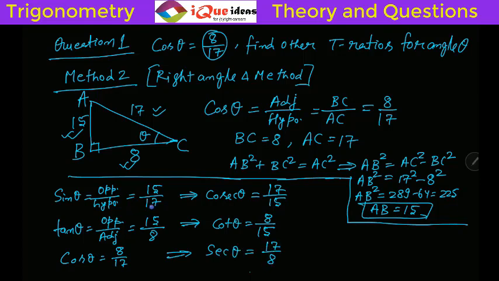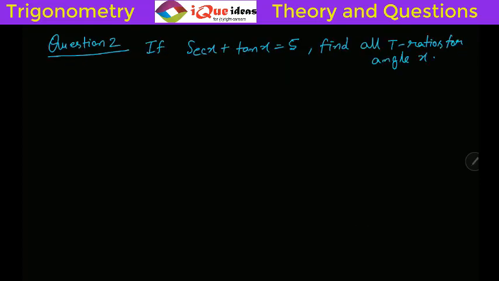So there are two different ways of calculating the other trigonometric ratios for a given angle. One is the formula method, and the other is the method based on the right angle triangle. All right, let's take one more question on this. Now let's take up the second question. It says if sec x plus tan x is equal to 5, find all trigonometric ratios for angle x.